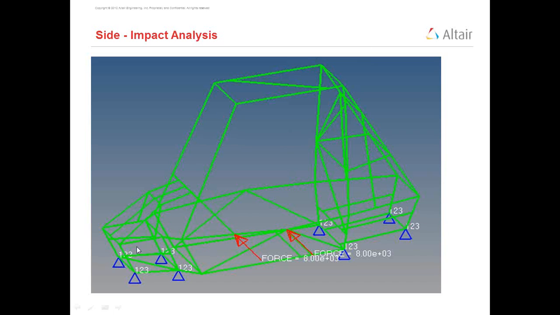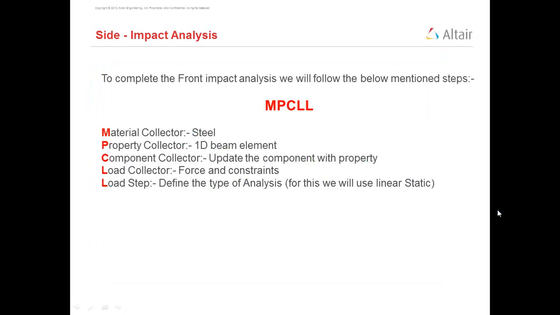So I have constrained for all the 3 degrees of freedom, that is 1, 2, 3 stands for translation along X, translation along Y, translation along Z. So I am restricting all the lower portions to all the 3 degrees of freedom, so that these points will provide the reaction forces. So I will follow the process named as MPCLL to simulate side impact analysis using Radioss.